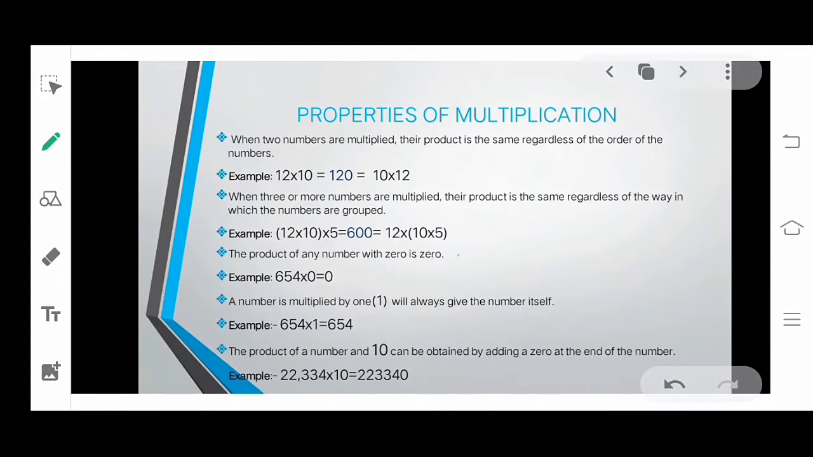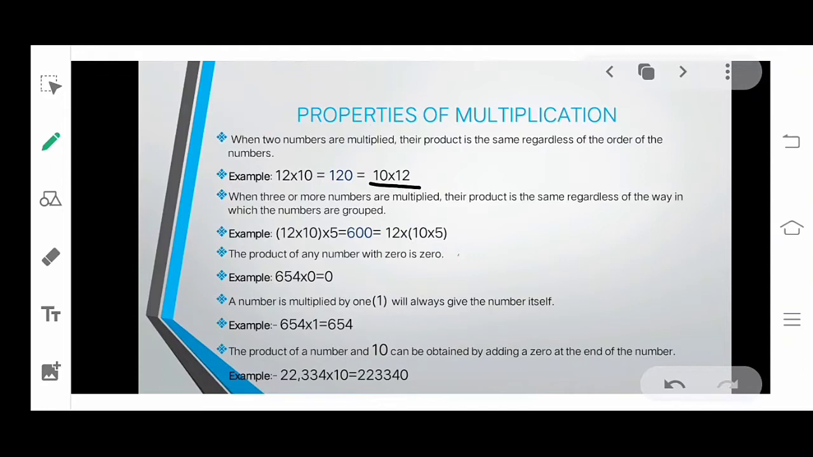See students, when two numbers are multiplied, their product is the same regardless of the order of the numbers. For example, when you multiply 12 into 10, the answer is 120. But when you multiply 10 into 12, again the answer is 120.